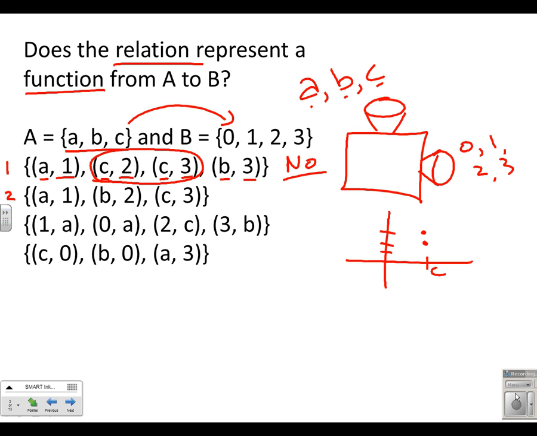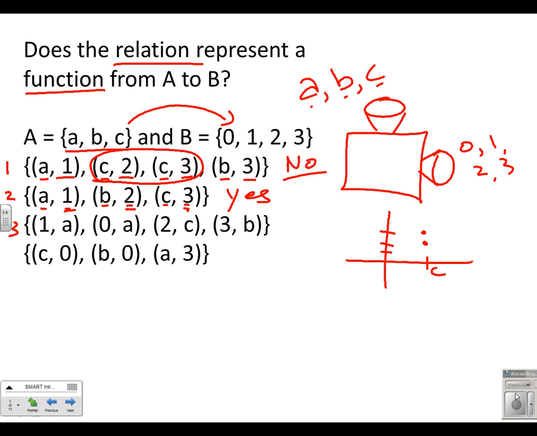Number 2. A's are taken care of. They're supposed to turn things into 1's. B's are supposed to turn things into 2's. The elf in charge of C's turns those into 3's. A, B, and C are each taken care of. There is no elf, the elf in charge of A's, B's, or C's, that should be confused about his or her job. So number 2, yes, is a function.